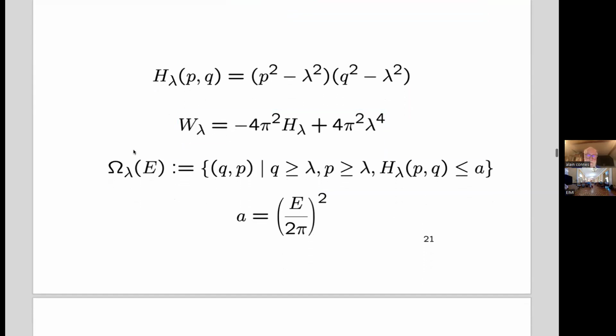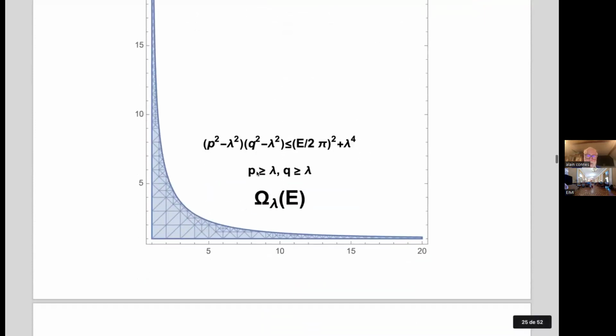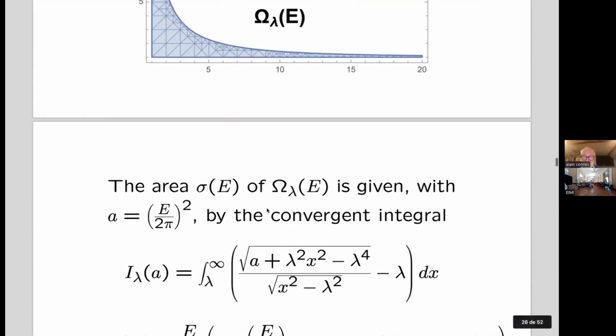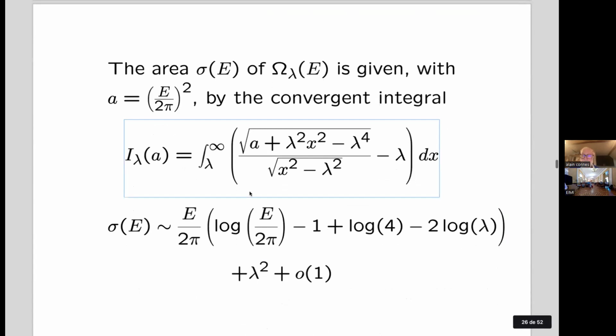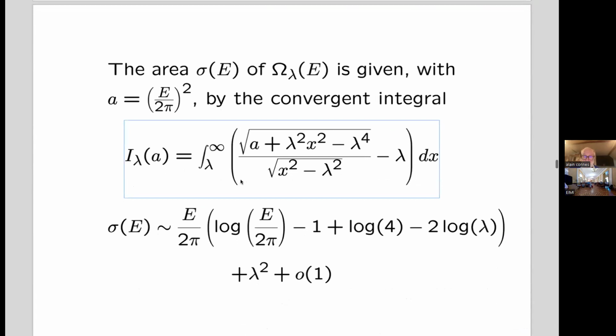And now what you do is you consider the portion of the phase space which is such that these two terms are positive, so that Q is larger than lambda, P is larger than lambda, and where the Hamiltonian is less than a constant. You draw the graph, you look at this picture, and this will give you the area that you have to compute in order to have a first idea of the behavior of the negative eigenvalues of this operator. What you find is that this area is in fact given by a Legendre integral. This Legendre integral can be explicitly computed.